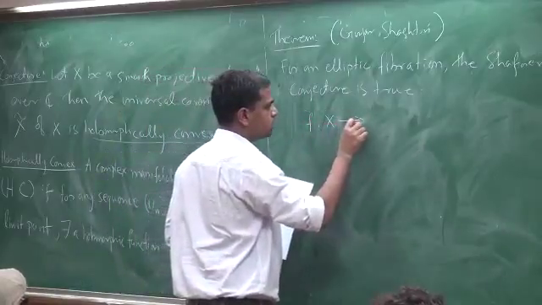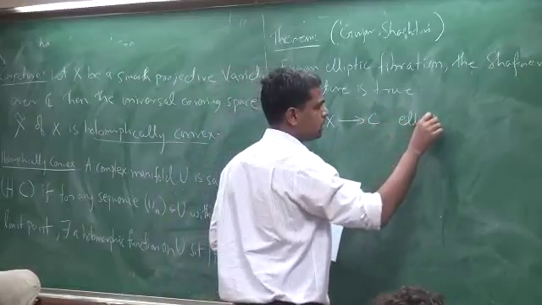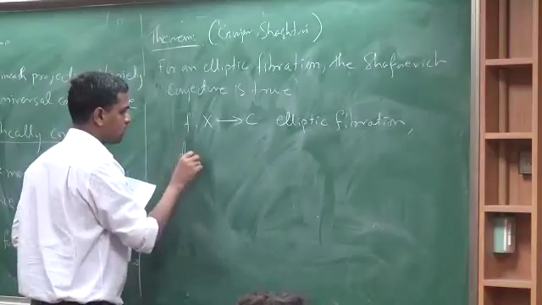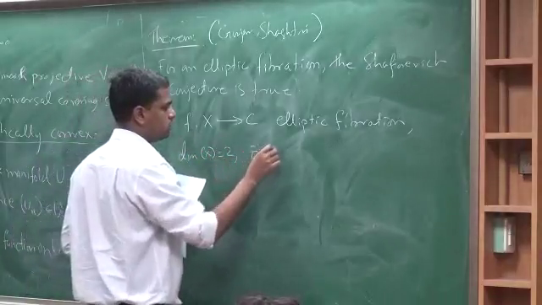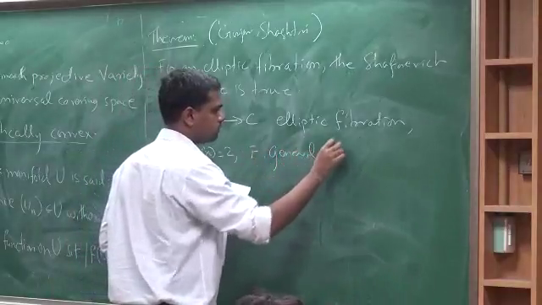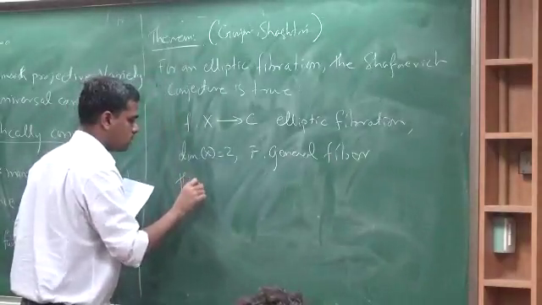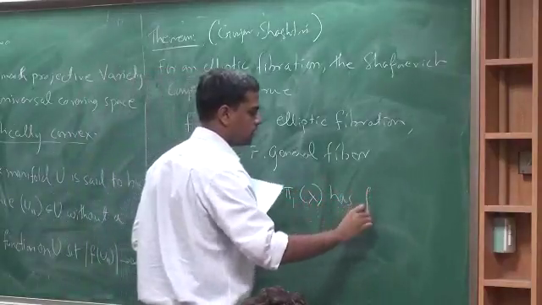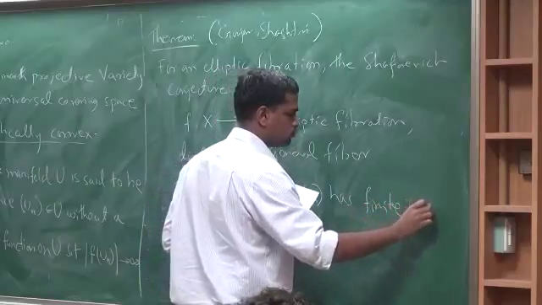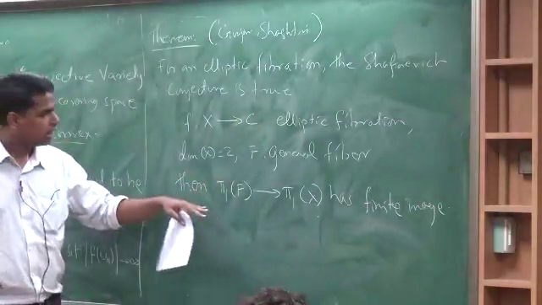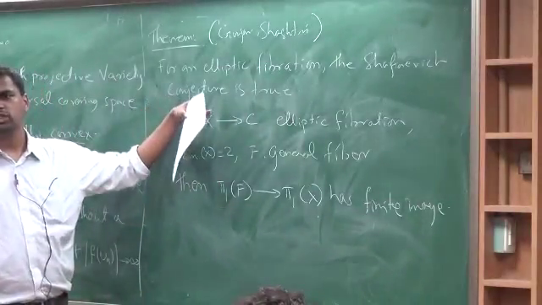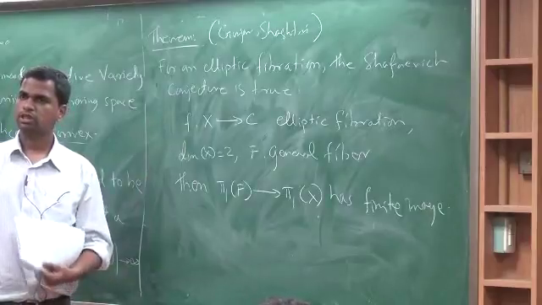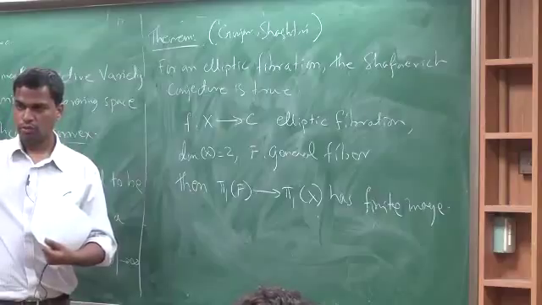So F from X to C, an elliptic fibration, dimension of X equal to 2, F a general fiber. Then the map pi 1 of F to pi 1 of X has finite image. They first prove this result, and then using this fact they verify the Shafarevich conjecture. How do they do it? Well, I'm going to demonstrate how we can verify the Shafarevich conjecture for genus-2 fibrations using our information about the fundamental group.